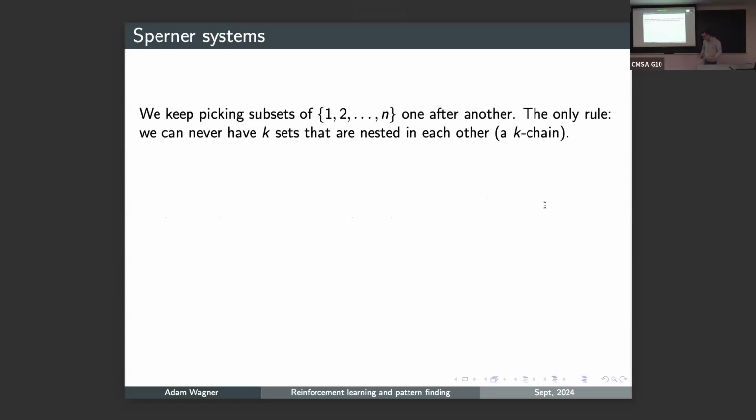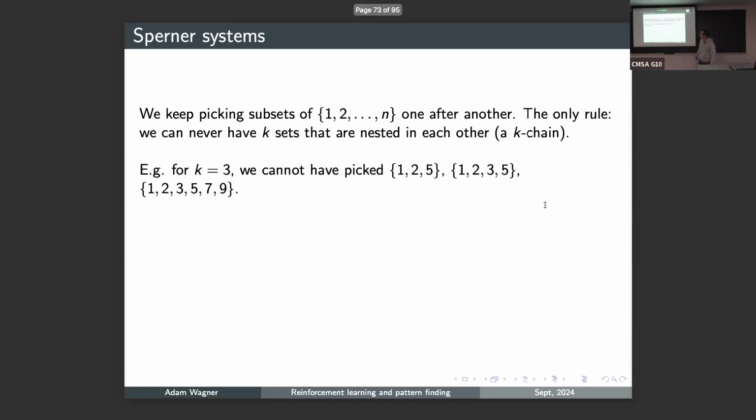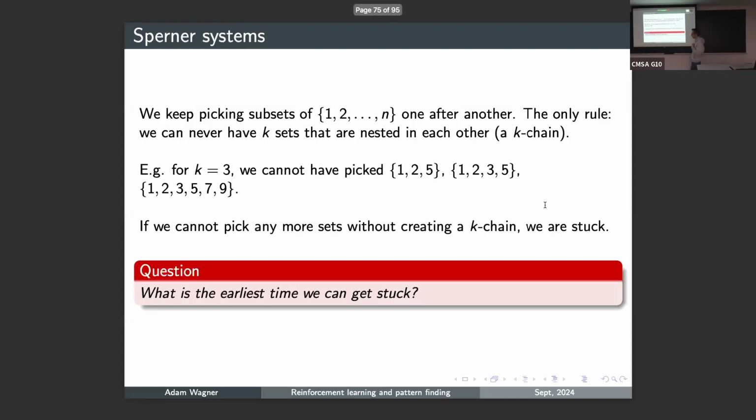Imagine you have a set of size n, and you keep picking subsets of this set and placing them in front of you. The only rule is that you're never allowed to have k sets, where k is some fixed constant, that form a chain. So the first one is a subset of the second one, which is a subset of the third one, and so on. You keep choosing sets without violating this condition until you get stuck. The question is, what's the earliest time you can get stuck in this game?